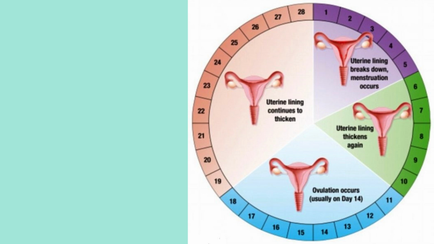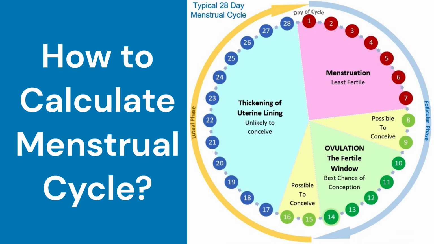How to calculate menstrual cycle. The length of a menstrual cycle can vary from person to person and can even vary from cycle to cycle for the same person. However, on average, a menstrual cycle lasts around 28 days. To calculate your menstrual cycle, you can follow these steps.